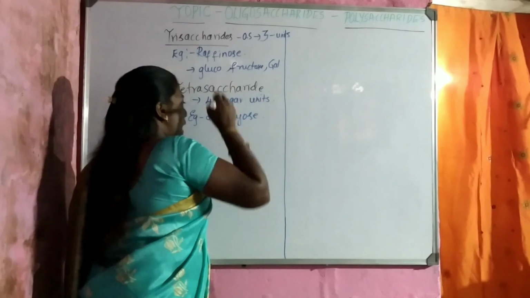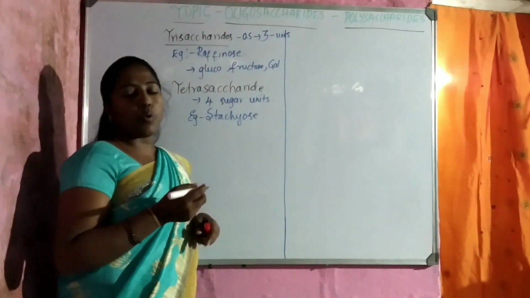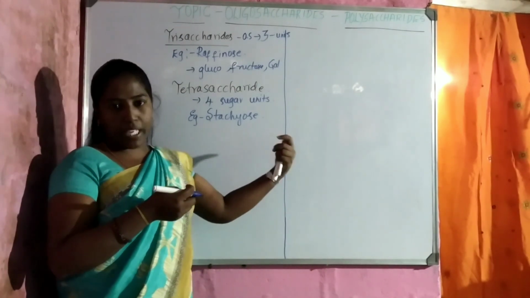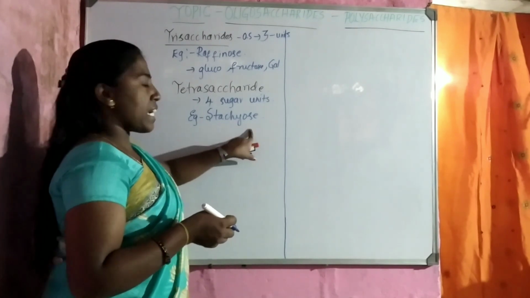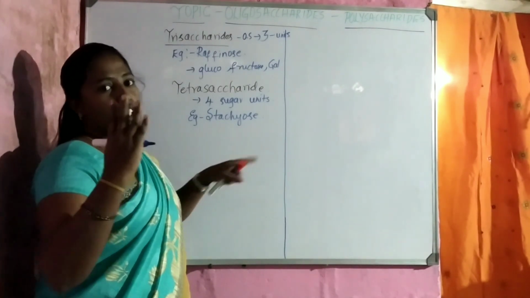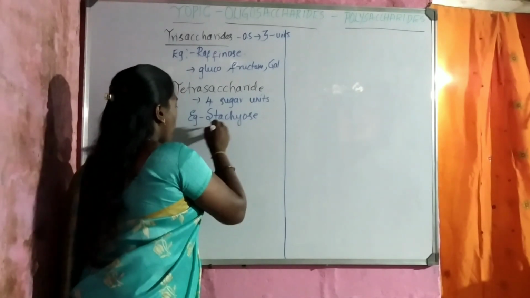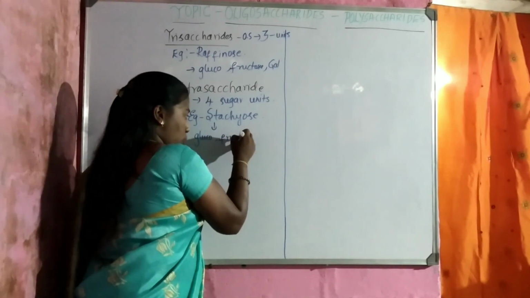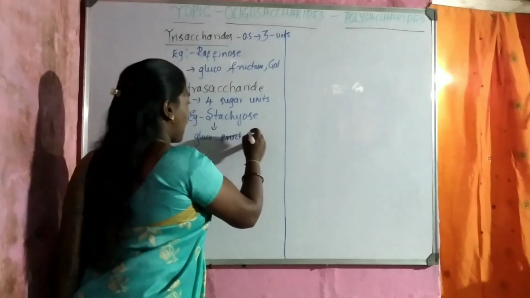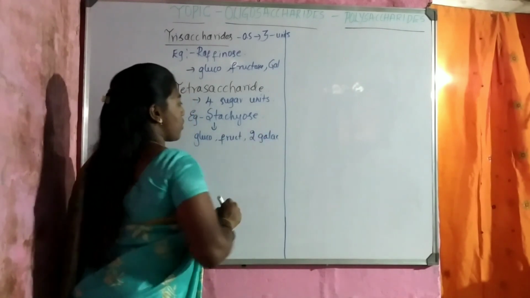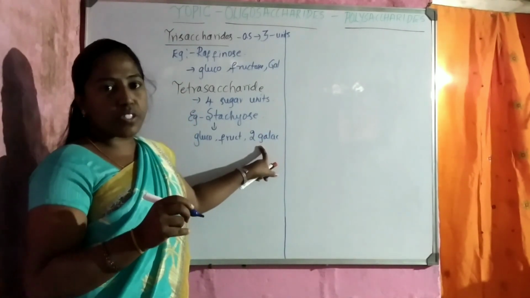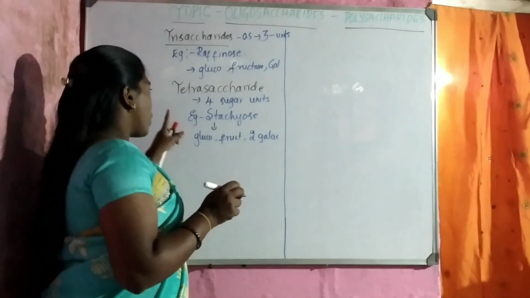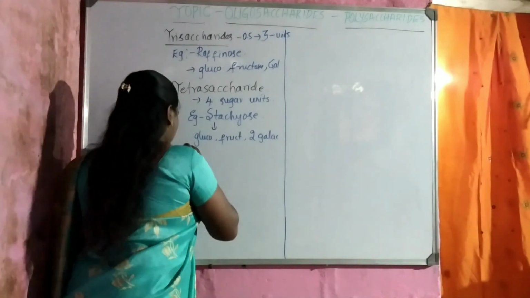Stachyose is also found in most fibrous vegetables, preferably in beans. As it is a tetrasaccharide, it is made up of 4 sugar units: 1 molecule of glucose, 1 molecule of fructose, and 2 molecules of galactose. So these connected by glycosidic bonds form what? Stachyose.